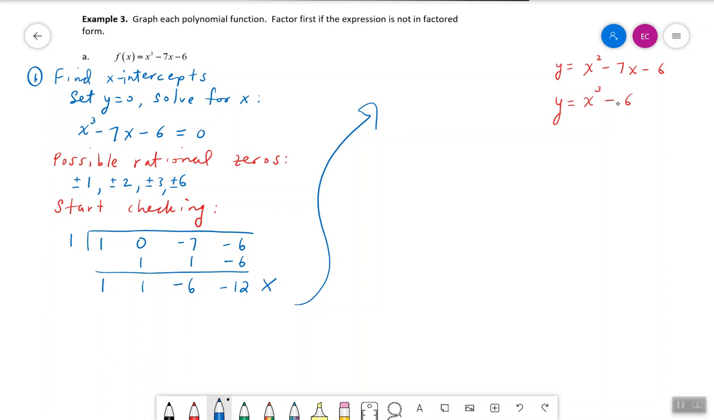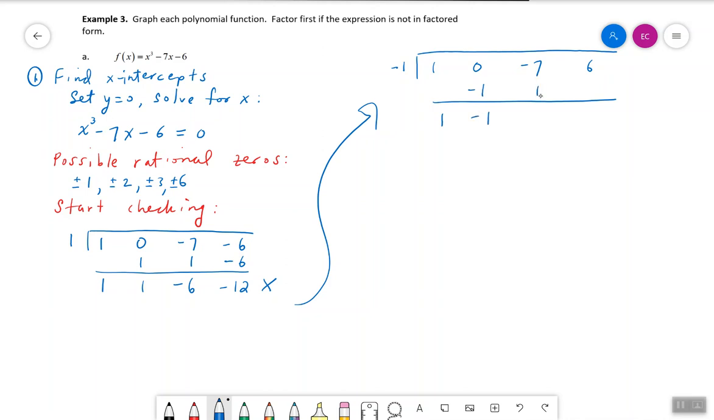Maybe we'll try x equals -1 next. So if we plug in -1, and then we have 1, 0, -7, and -6, 1, -1, and so on through the synthetic division. And I think it's going to work. There was a negative sign on the 6 here at the top, and then there's a +6 right below it, so the remainder is 0. And so sure enough, we found a 0. And then not only did we find a 0, but again, we can use the synthetic division to get a factored form of the cubic.